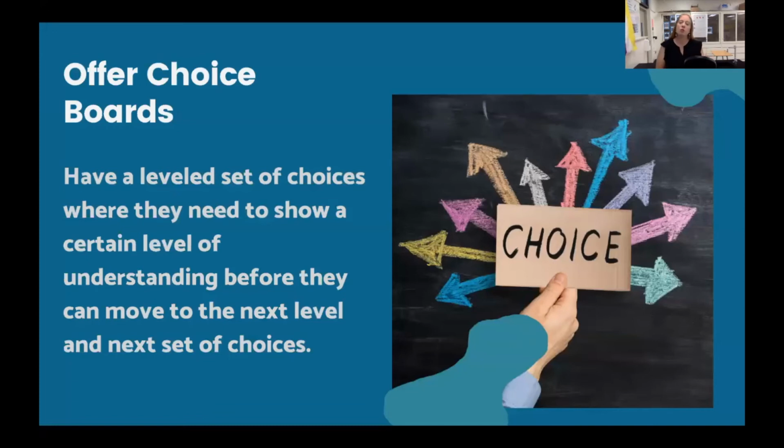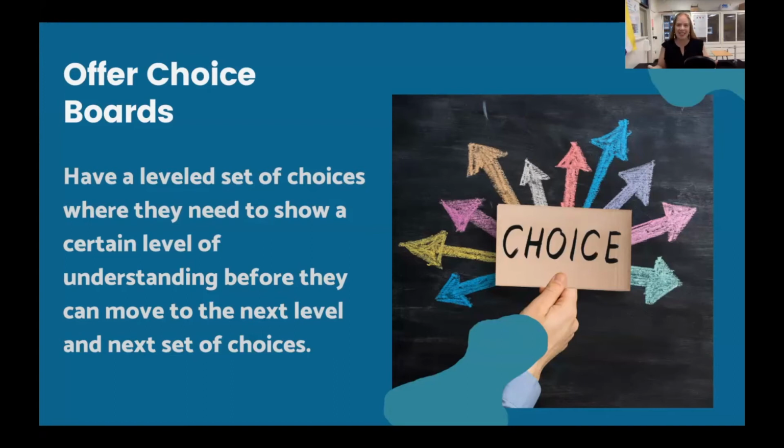With choice boards, you can also have a leveled set of choice boards where there's different levels that they need to meet, and they cannot move on to the next level until they've shown they're ready for it with data, right? With their understanding. So perhaps at the beginning, those students who didn't pass that quiz, they didn't score an 80%, maybe they're still in level 1. So they have to choose from other choices in level 1 to actually understand that information, right?